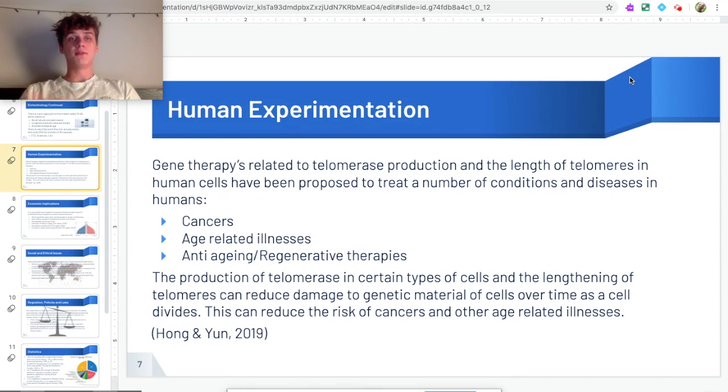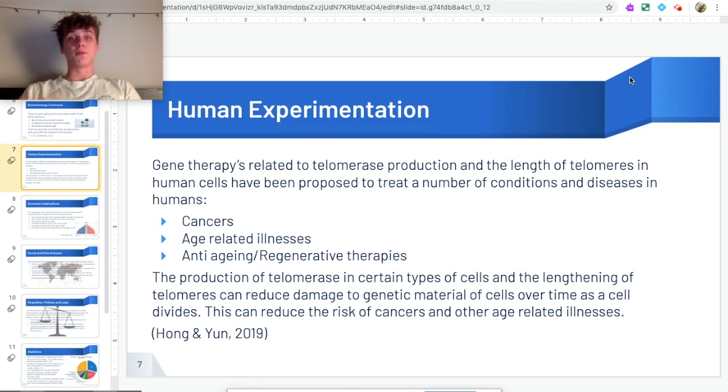So, in about 90% of cancer cells, there is a high level of active telomerase, meaning that in these cells, the telomerase is actively replacing and protecting the telomeres, and thereby allowing these cells to replicate almost infinitely without any damage to their genetic material.